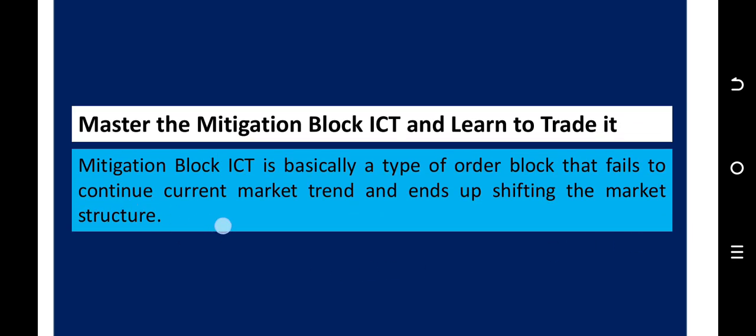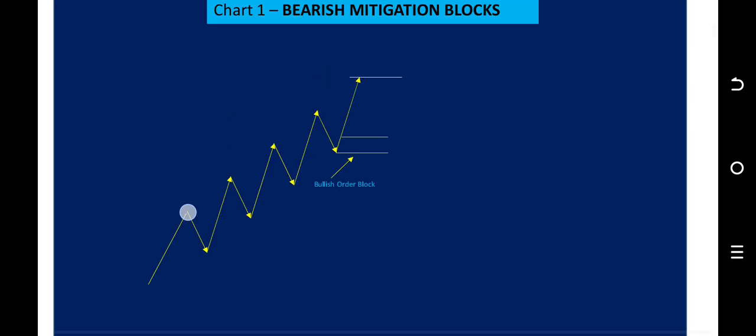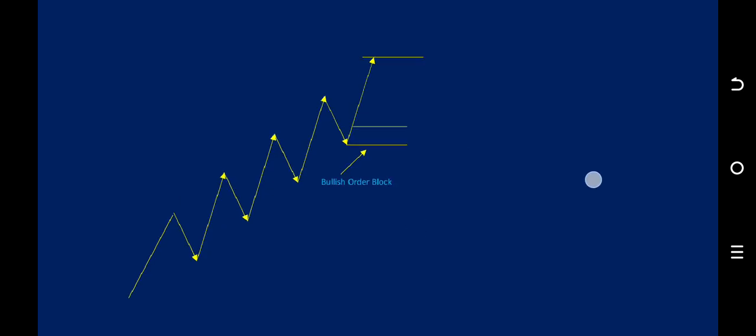So the ICT mitigation block is basically a type of order block that fails to continue the market trend and ends up shifting the market structure. I'm going to explain that to you now. Okay, let's take a look at this. Don't forget that this is an order block. So when price comes to it, we expect that this order block will push price up to take out this high and for this trend to continue in its initial direction, right?